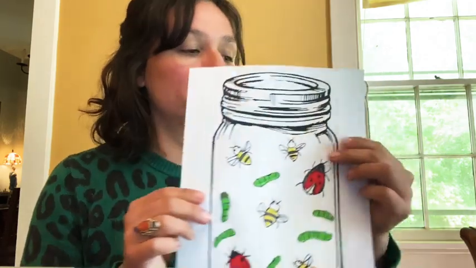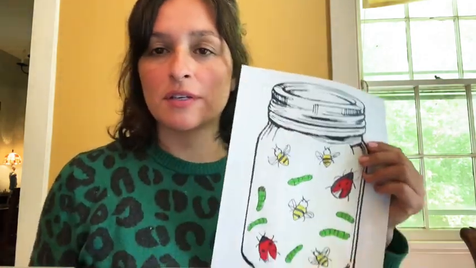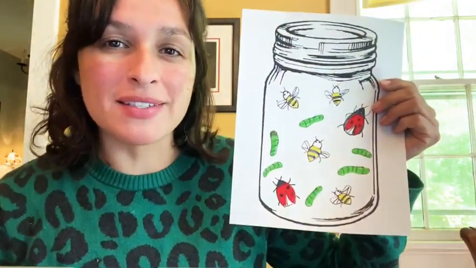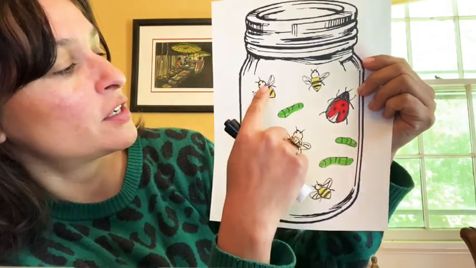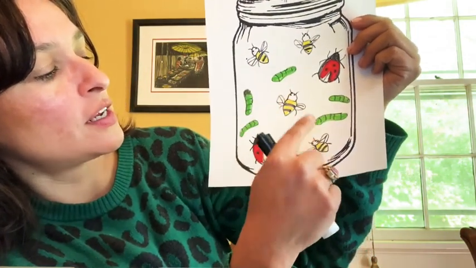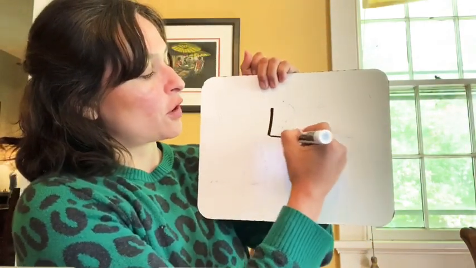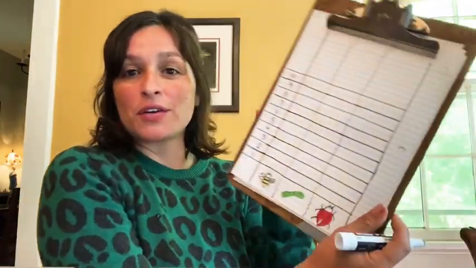I made a chart. Let's count first. What should we start off with? Let's start off with the bees. Vamos a empezar con las abejas, right? Let's see, there's 1, 2, 3, 4. 4 abejas. Cuatro abejas.